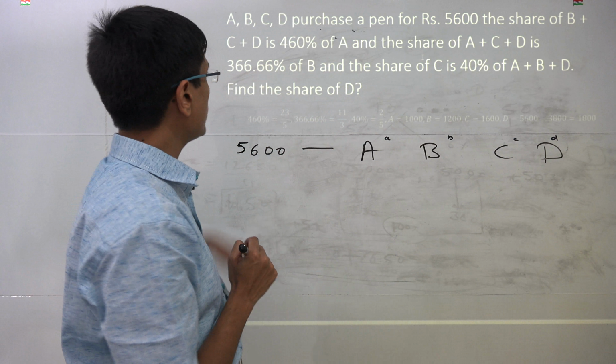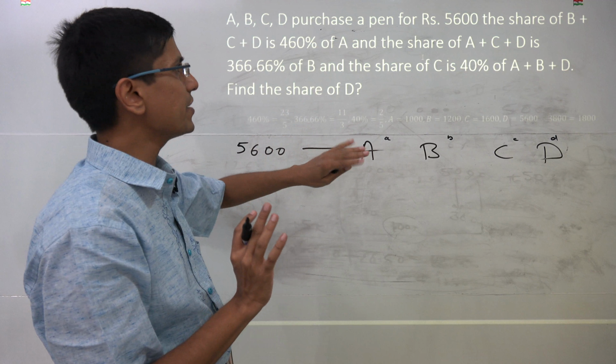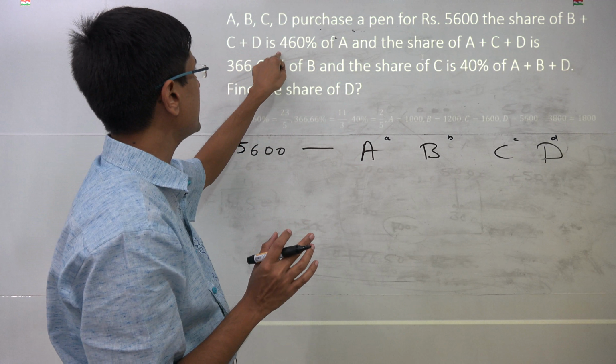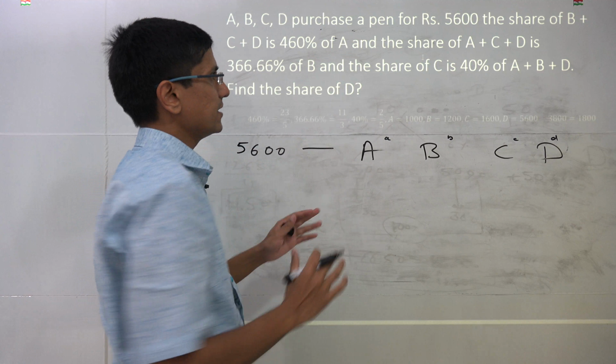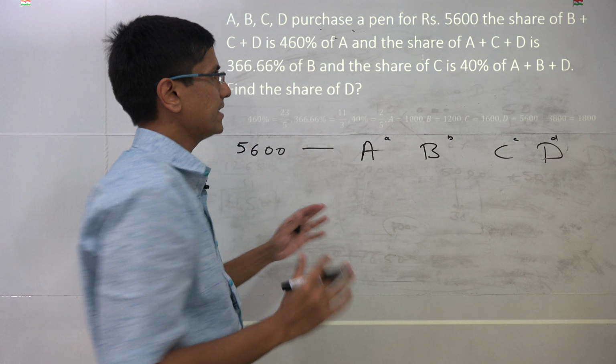We are also told that there is some relation between their shares. So for example, B plus C plus D is 460% of A. So that's the equation right here. And the next equation is A plus C plus D is equal to 366.66% of B. And similarly, the share of C is 40% of this one. So there are 3 equations here. One equation is the total equation that we have here, A plus B plus C plus D is 5600. So there are 4 equations and there are 4 unknowns, A, B, C, D.